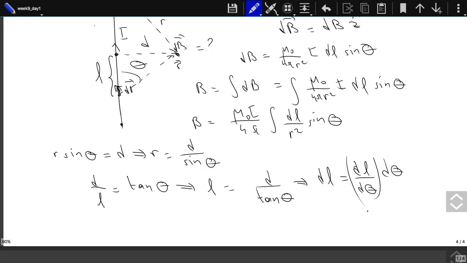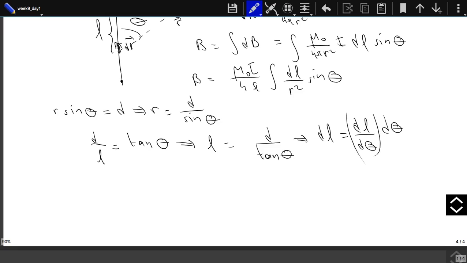You see, L depends only on theta. D is just a constant. So if I change theta very slightly by d theta, this is how much my dl will change. I have to take the derivative of L with respect to theta. Well, I always have a difficult time remembering what's the derivative of 1 over tangent theta. So let me take the longer way.